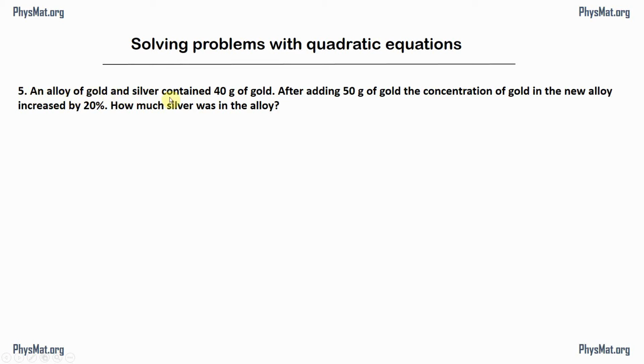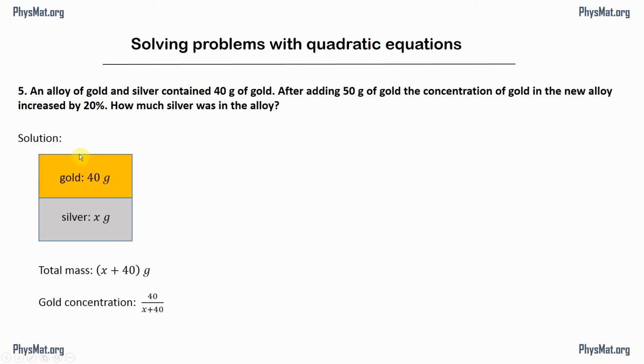An alloy of gold and silver contained 40 grams of gold. After adding 50 grams of gold, the concentration of gold in the new alloy increased by 20%. How much silver was in the alloy? As always, it's important to make a drawing here.